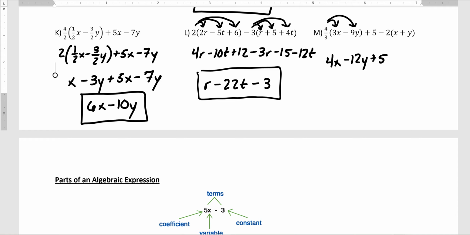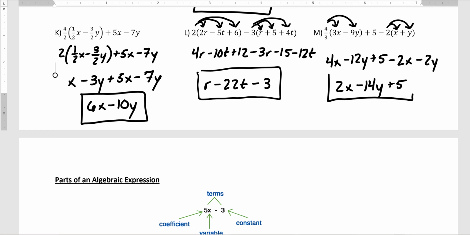Plus 5. Distribute the negative 2. So I have negative 2x minus 2y. Right? Because we got to take that negative 2 into everything in those parentheses. So with that being said, we got 4x minus 2x. That'll leave me with 2x. We have negative 12y minus 2y. That'll leave me with negative 14y. And then we have plus 5. And that would be my simplified form.